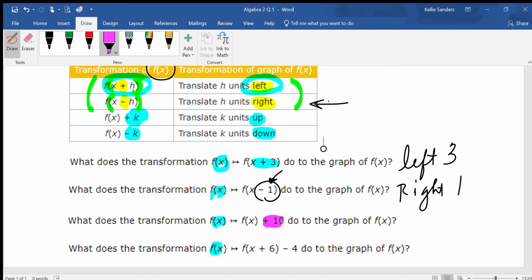This plus 10 is not with the f of x. It's not on the inside. It's not in the parentheses. So it has graduated. It's going to do what it's going to do, and it's always going to be an up or down. Since it's a plus 10, we're going to go up 10.